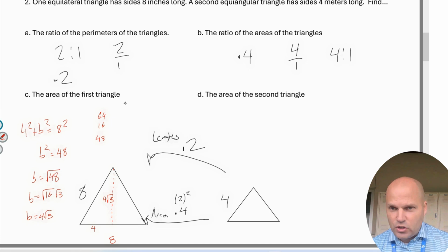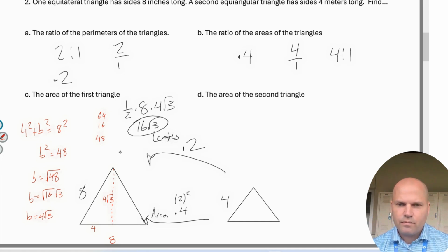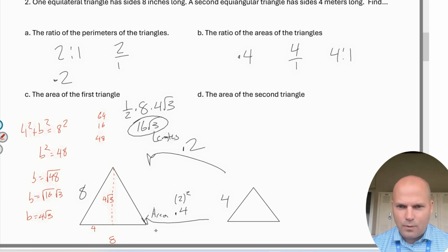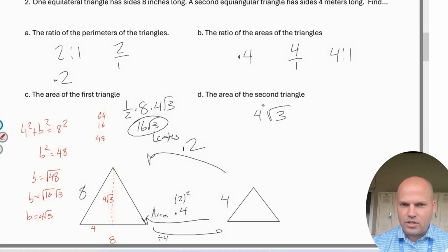The area of the first triangle would be 1/2 my base length times my height. Now this is easy enough to do. You'd get 16 root 3. But if you have a calculator, you can do the calculations and get decimals. I'm just going to go ahead and know that the area of the second triangle, the shorter triangle, I will divide by 4. So dividing by 4, I'll get 4 root 3. I don't even have to do the calculations to get that.